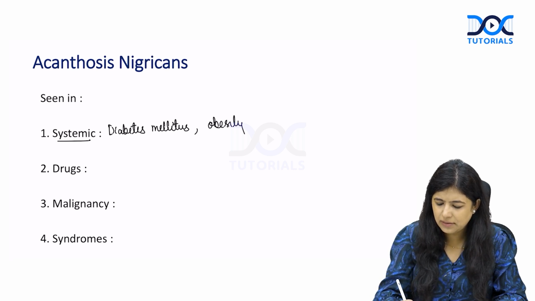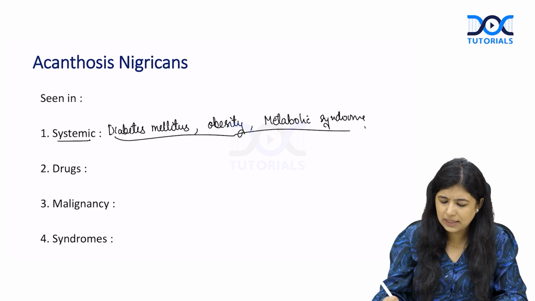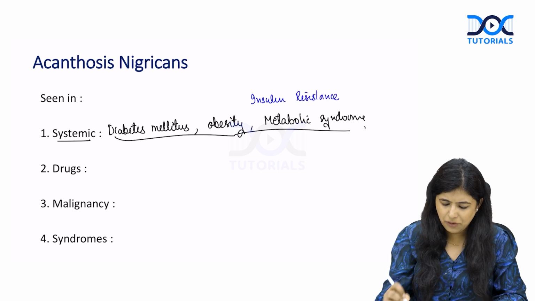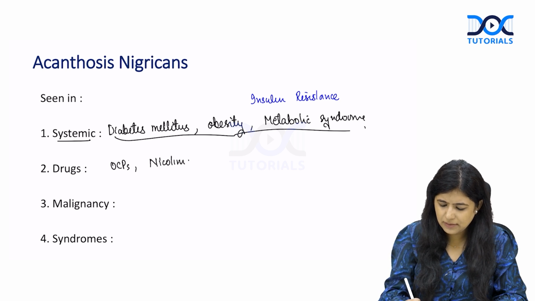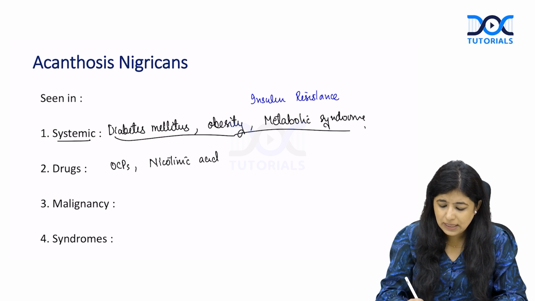Common associations with Acanthosis nigricans include systemic diseases like diabetes mellitus, obesity, and metabolic syndrome, I just told you, is associated. What is the common factor in all three of them? That is insulin resistance. Now, some drugs like OCPs, nicotinic acid can also trigger Acanthosis nigricans.